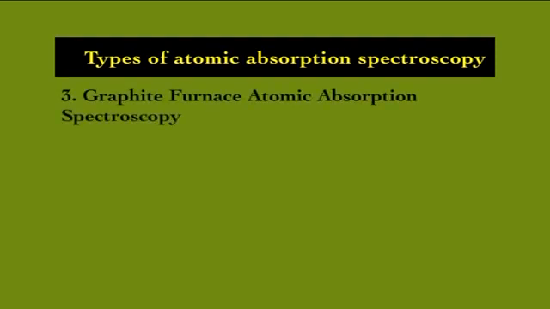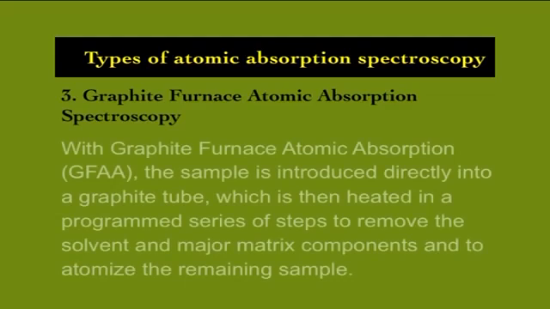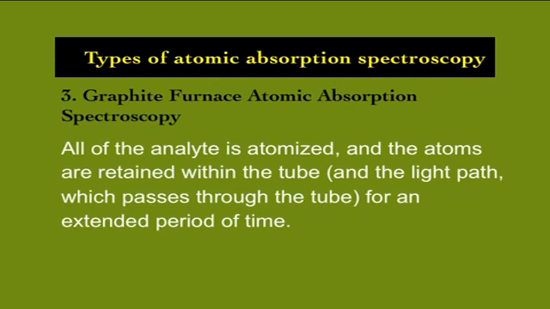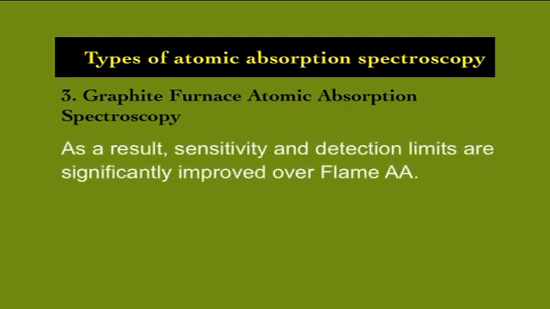Coming to the next type, graphite furnace atomic absorption spectroscopy. With graphite furnace atomic absorption, the sample is introduced directly into the graphite tube, which is then heated in a programmed series of steps to remove the solvent and major matrix components and to atomize the remaining sample. All the analyte is atomized and the atoms are retained within the tube for an extended period of time. As a result, sensitivity and detection limits are significantly improved over flame atomic absorption.